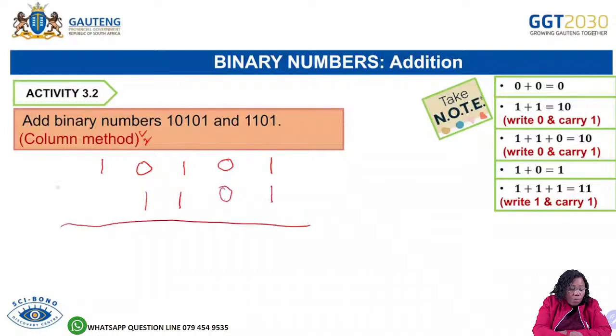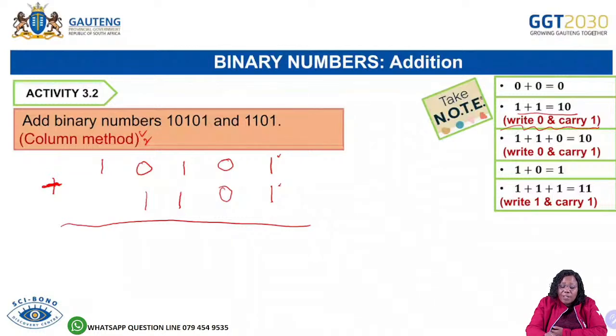So we are going to use the column method that you know. It's an addition of the two, so now we are adding downwards. It will be 1 plus 1. We said 1 plus 1 is 10. It's this notation now, grade 12, where you write a 0 and carry 1. So if it is 10, you write a 0 and then you carry 1 to this side. Okay? And then 1 plus 0 is 1, so we will end up with the 1 there.